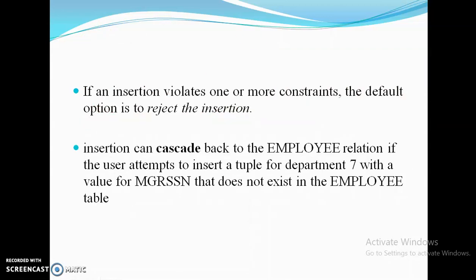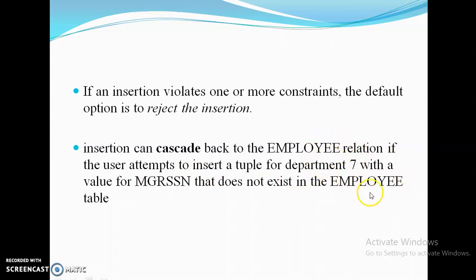So if an insertion violates one or more constraints, the default option is to reject the insertion. That is the first case. But insertion can cascade back to the employee relation if the user attempts to insert a tuple for department 7 with a value for manager SSN that does not exist in the employee table.